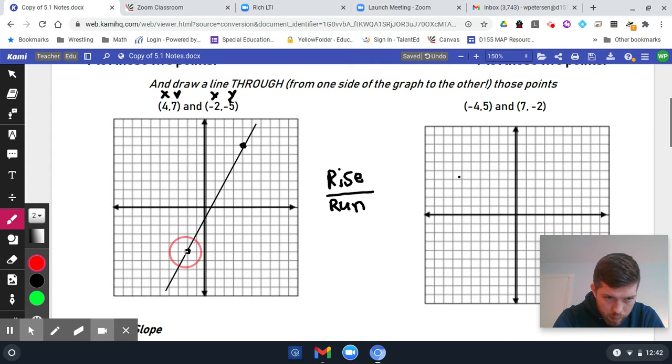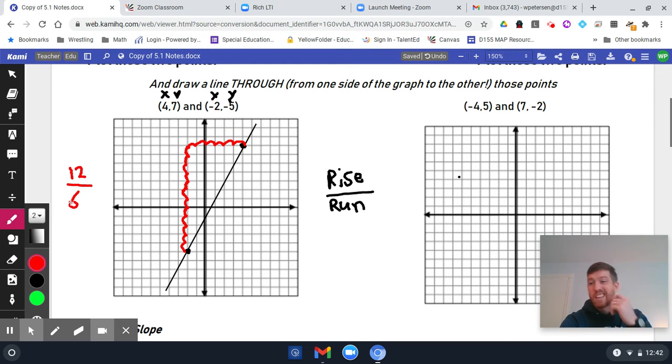So we can actually count how many we go up. 1, 2, 3, 4, 5, 6, 7, 8, 9, 10, 11, 12. So I rise 12 spots. And then what was my run? How far did I go over? 1, 2, 3, 4, 5, 6. So my rise was 12, and so that is our slope, 12 over 6. Now that can be reduced, and we always want to reduce when possible, which will be 6 goes into 12 2 times, 6 goes into 6 once.